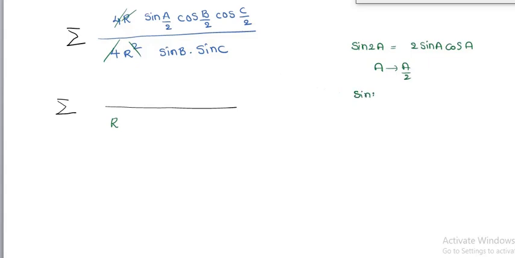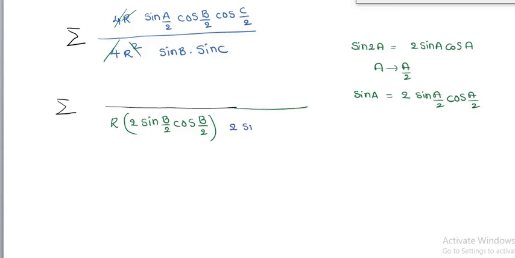Sin A, 2 sin A/2 cos A/2. So A plus B, 2 sin B/2 cos B/2. Next, B replace, 2 sin C/2 cos C/2. So the right side is sin A/2 cos B/2 cos C/2.